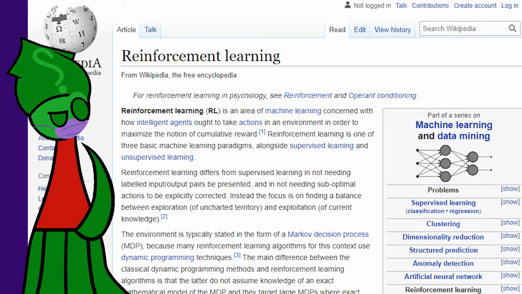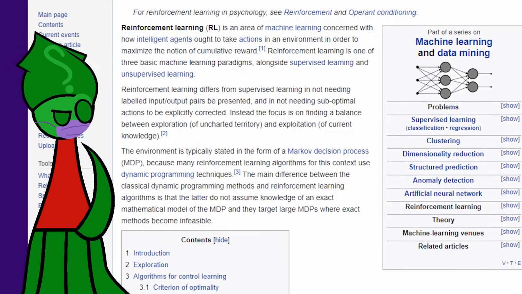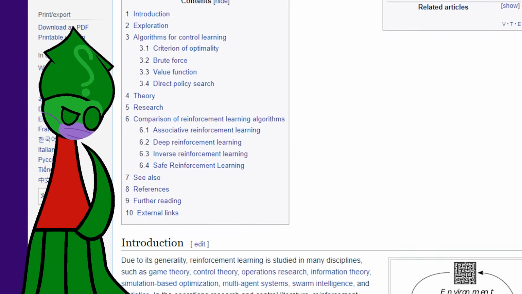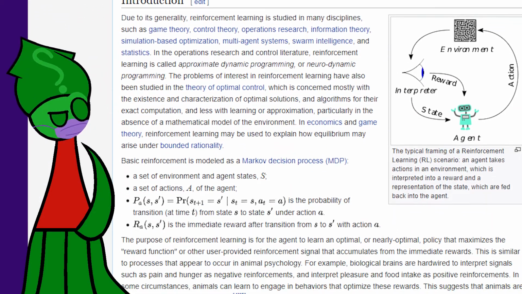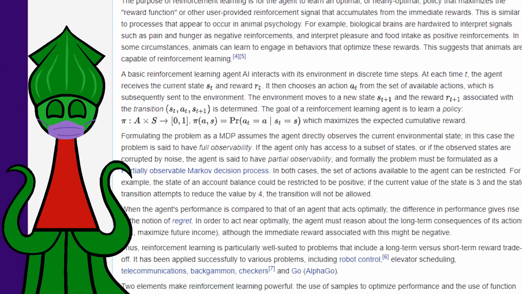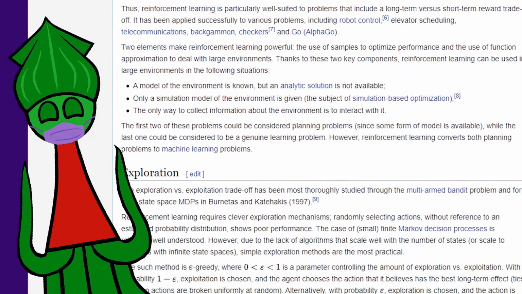I want to understand reinforcement learning, the kind of artificial intelligence associated with real-world virtual robots. The way I understand things is by talking about them as if I do understand them, so let's go!